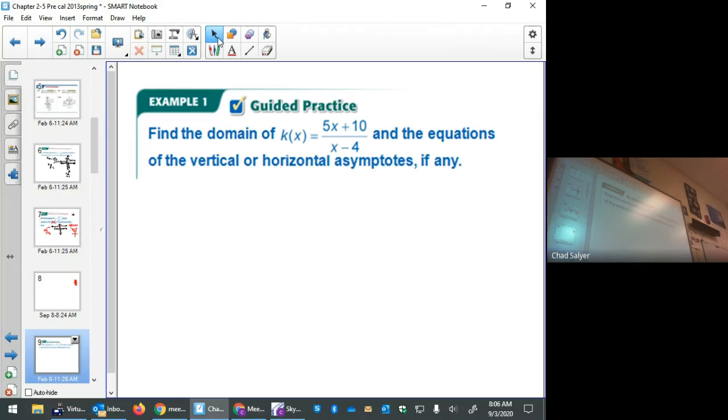Help me remember to put my mask back up if I come in your proximity. It's difficult to hear me with it on, so I'll pull it down when I'm teaching. I'm up in the grill. Yeah.